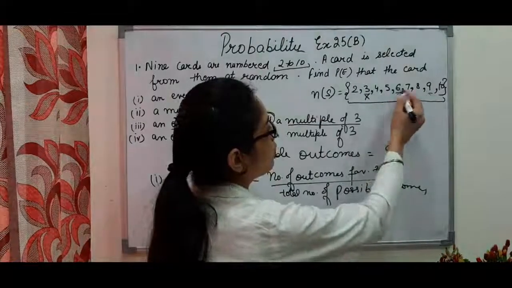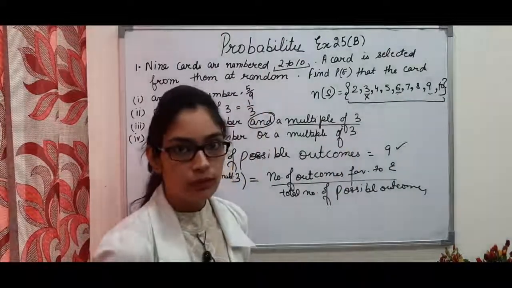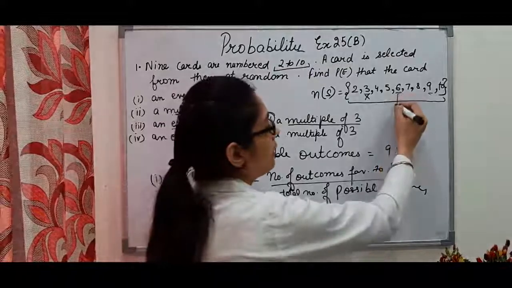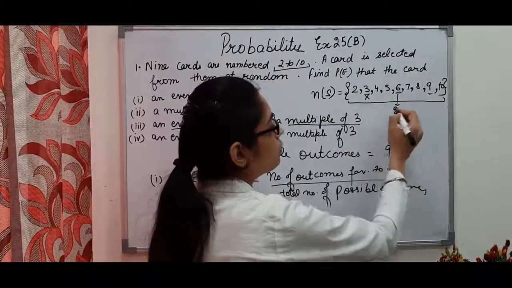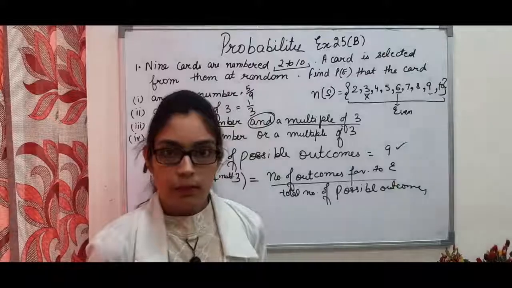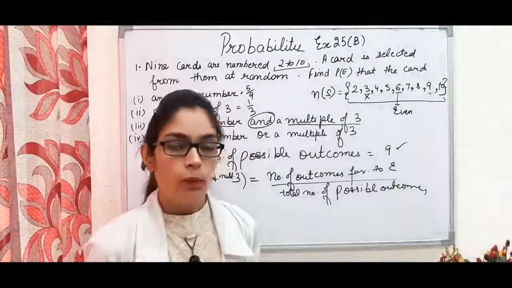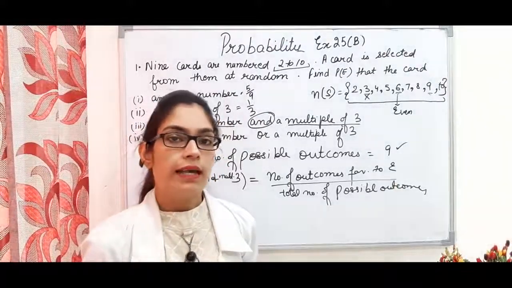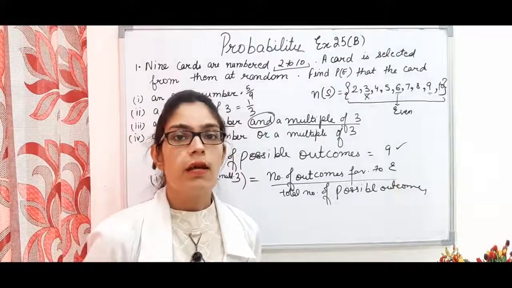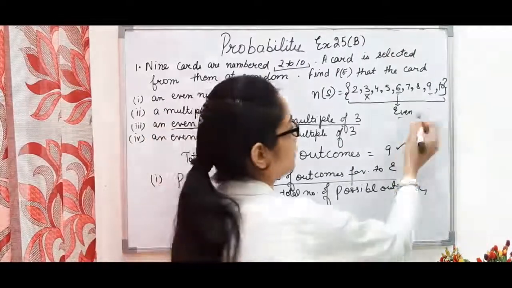Now 6 is a multiple of 3 and I can see it is an even number also. So I can choose this number because 6 is the number which is satisfying both the conditions. It is an even number also and it is a multiple of 3 also. So I will take 6.